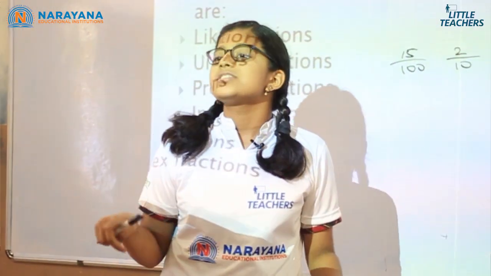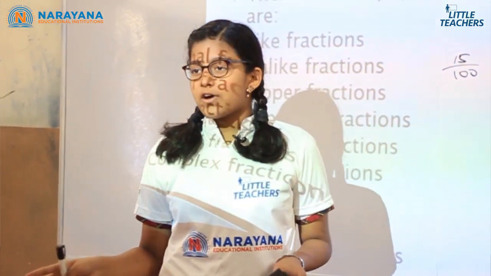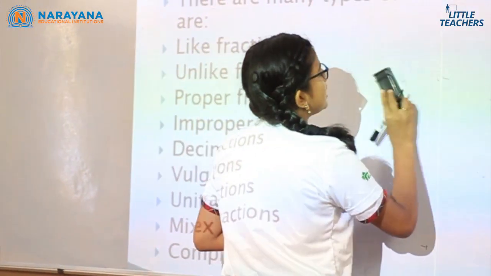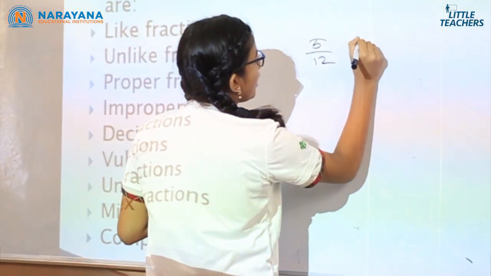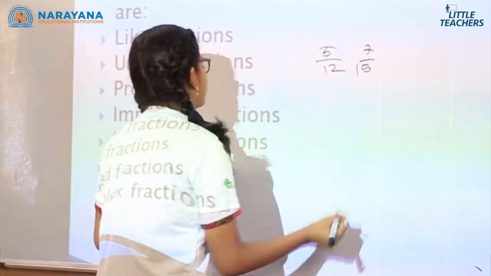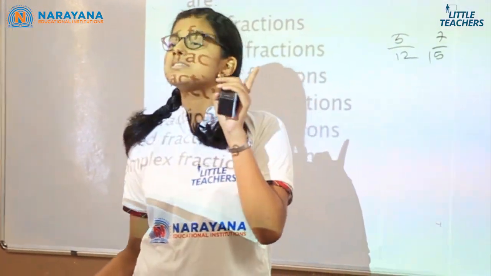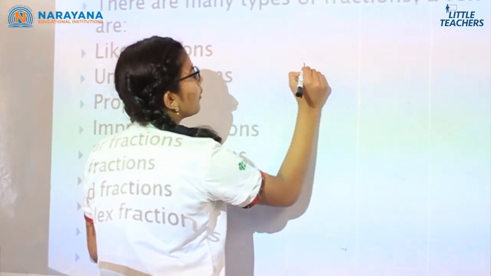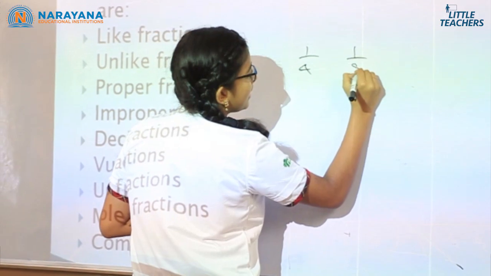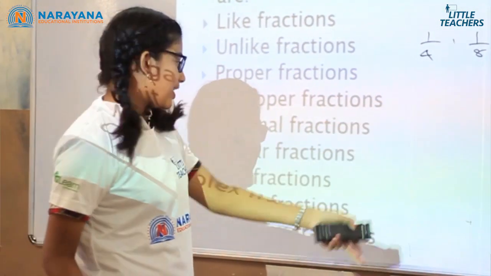Now, vulgar fractions means when the denominator is anything but multiples of 10. So, again I could take 5 by 12 and 7 by 15. These are vulgar fractions. Now, in a unit fraction, the numerator is 1. So, 1 by 4, 1 by 8, 1 by 12. These are all considered as unit fractions.